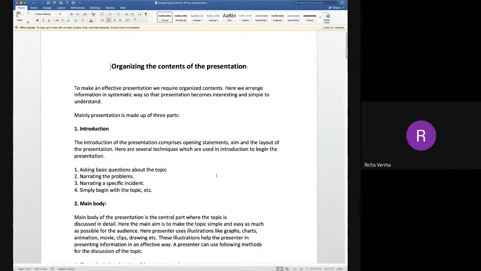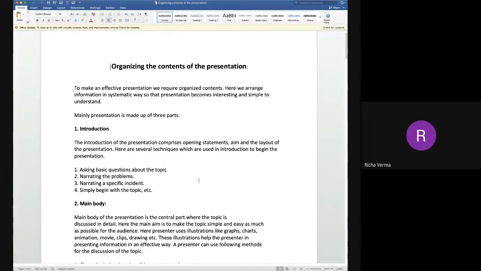Okay, so there are several techniques used in the introduction to begin the presentation. We have seen that there are 4 types of techniques of introduction. First, you can start with a basic question about the topic. You ask a question to the audience, so that the audience suddenly becomes very active and gives their concentration right at the very beginning. If you pose a question in the opening statement, it gives more attention from the audience and they try to understand what the topic is about. So that is one way of doing it.